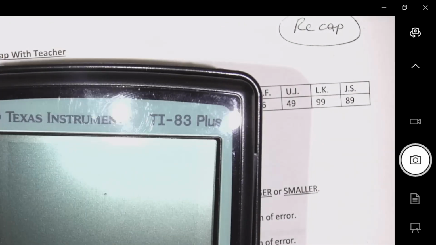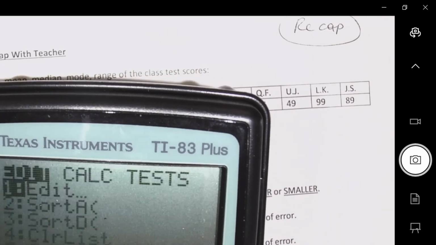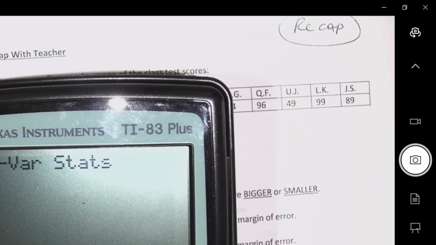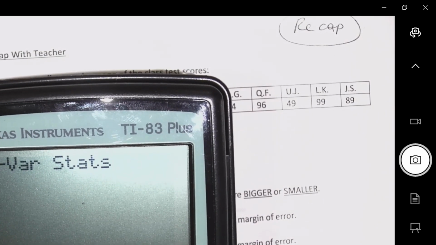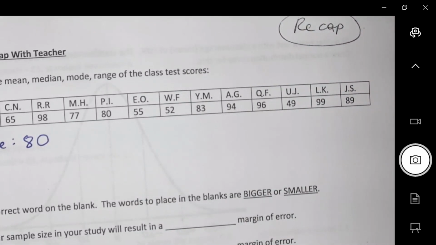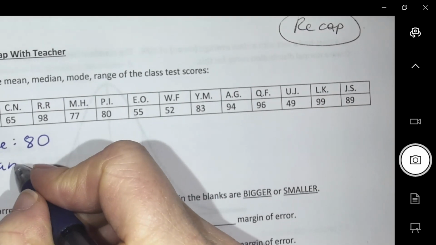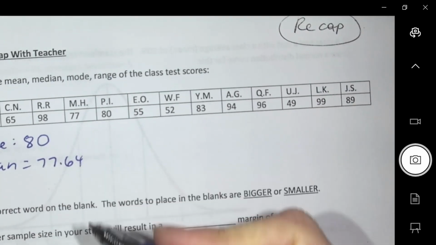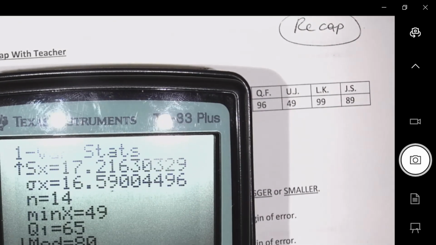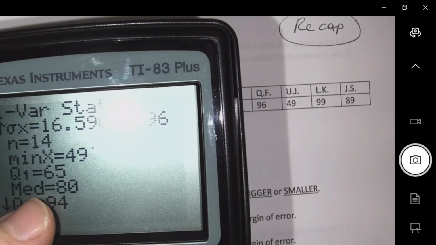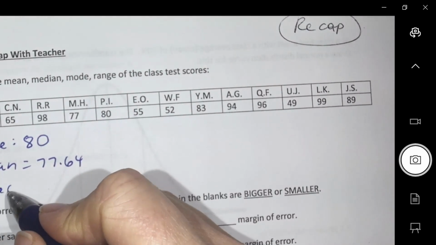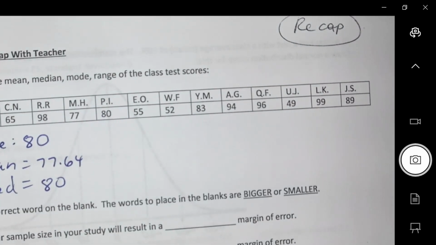Okay, now what else? I want to get the mean. How do you get a mean out of this? Stat, calc, one-var stats. You could push L1. If you don't, it will do it automatically. So the mean is 77.64. I'm going to go down a bit here. I have Med, that's the median. 80 is in the middle.